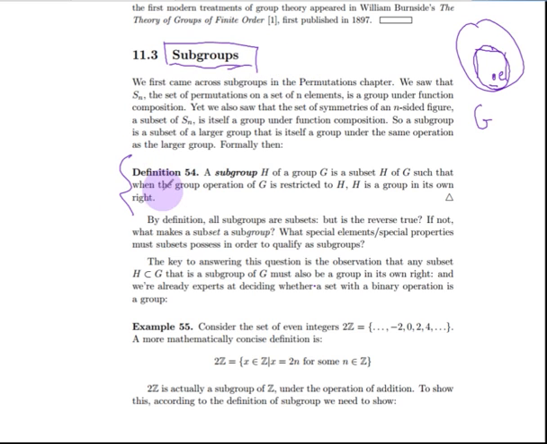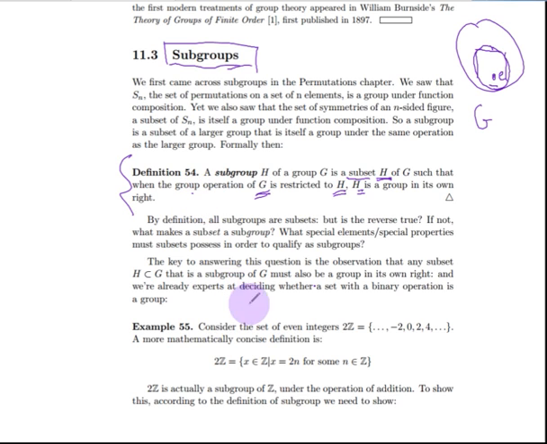Here's the definition of subgroup. A subgroup of a group is a subset. Now remember, subgroup and subset are not the same. There are plenty of subsets of a group. Most of the subsets of a group are not subgroups. These are different. A subgroup is not merely a subset. It has other conditions. It's a subset of the group with special properties, such that when the group operation of the big group is restricted to the smaller set, the smaller set is a group in its own right.